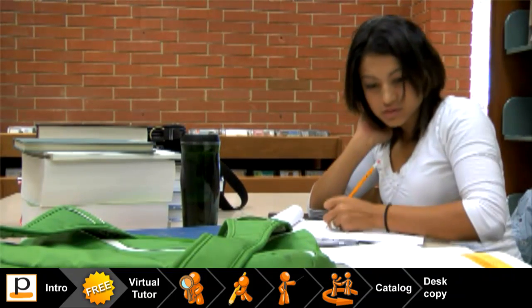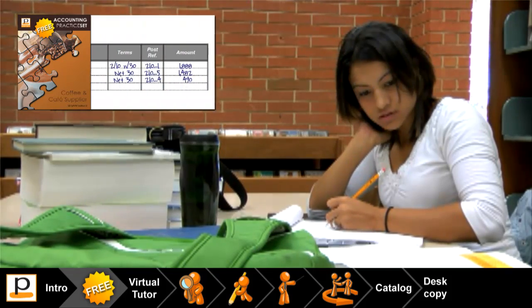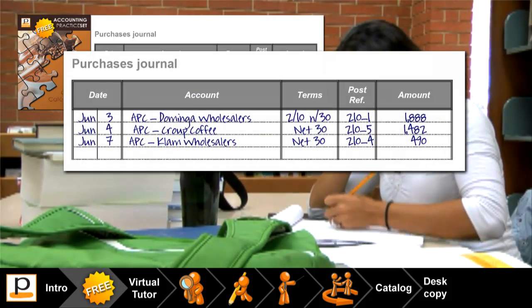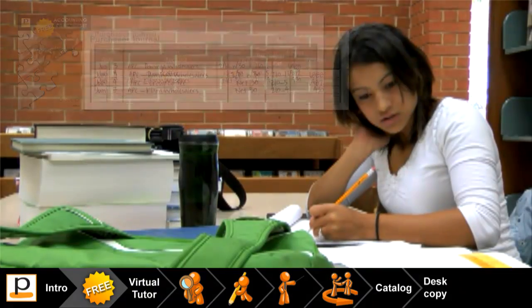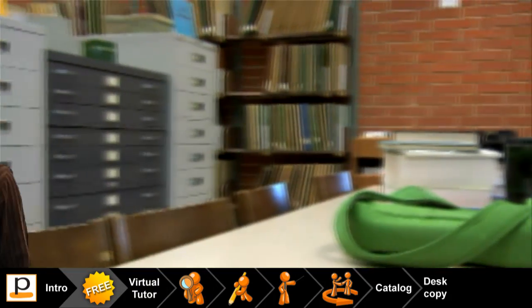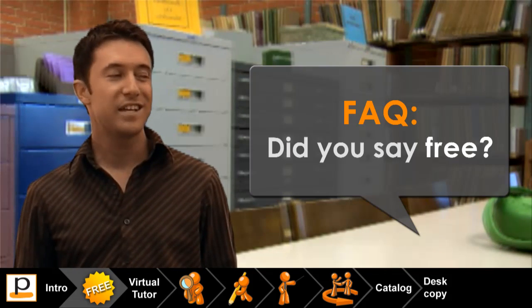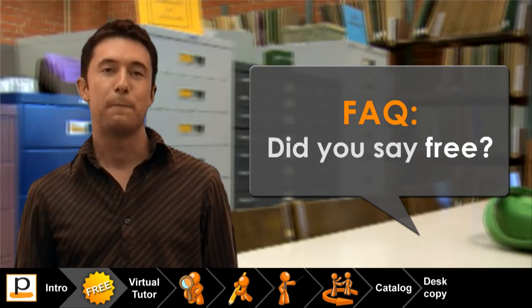Like most accounting practice sets on the market, Perdisco's paper-based practice sets require students to manually record transactions and prepare financial statements. The difference is that we're offering our range of paper-based practice sets to you and your students for free. Free? That's right. Let me explain.